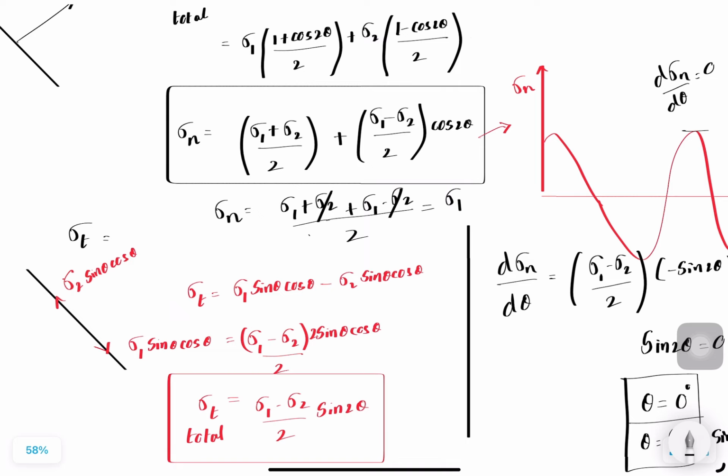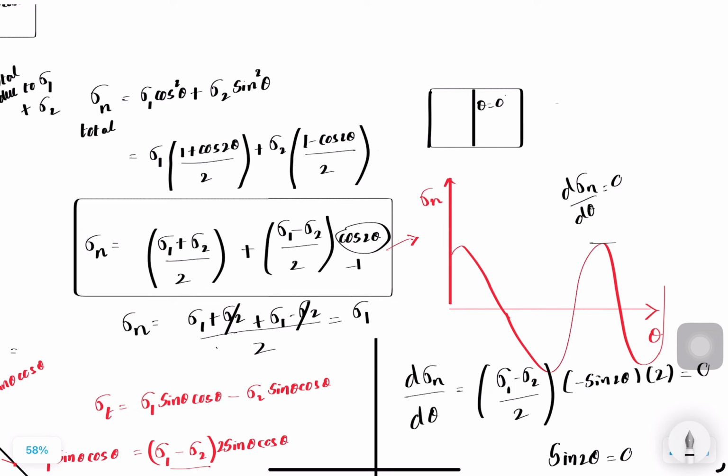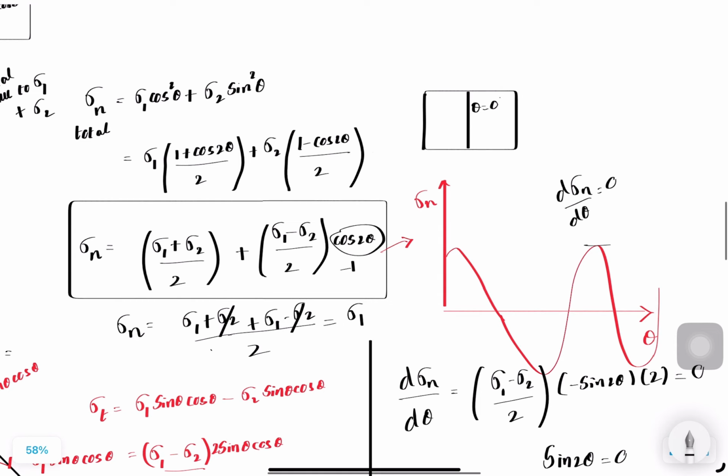So at 0 degree, which means that you are talking about this plane. Okay, this is where theta is 0 degree. And when theta is equal to 90 degree, cos 180 degree becomes minus 1. So if you substitute for cos 180 degree minus 1, what will you get? You will get sigma n equal to sigma 1 plus sigma 2 by 2. And if you multiply by the minus sign, it's minus sigma 1 plus sigma 2 whole divided by 2.